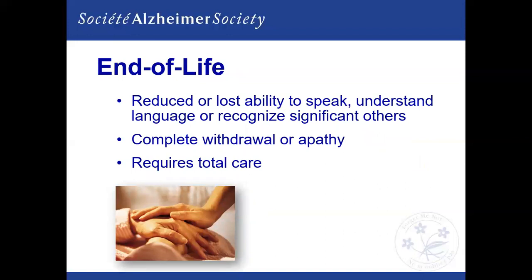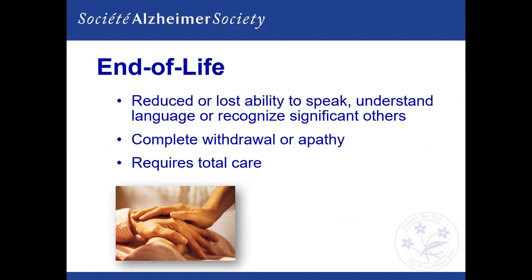And then the last stage in the model is end of life. So people in the final months of dementia will experience both increased mental and physical deterioration, and will eventually need that 24-hour care as well. At the end of life stage, the person living with dementia may be able to speak a few words or may not be able to speak at all, and this all depends on the level of impairment to their communication abilities.